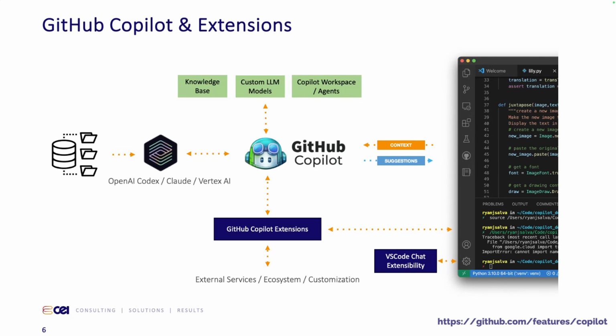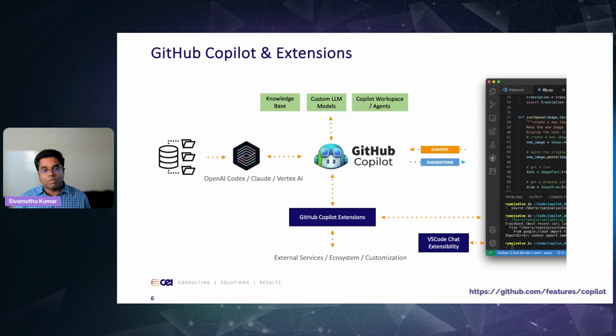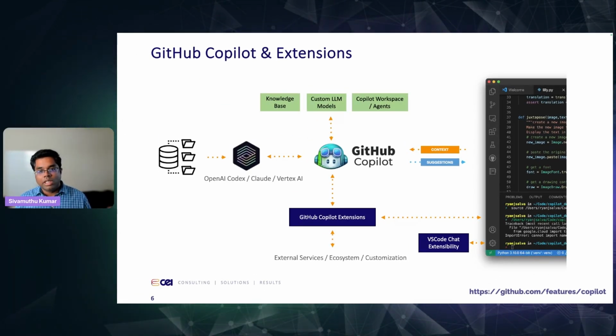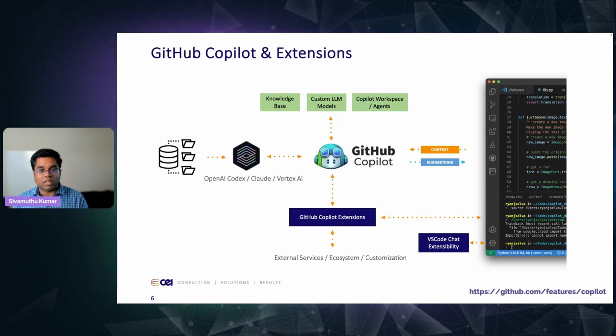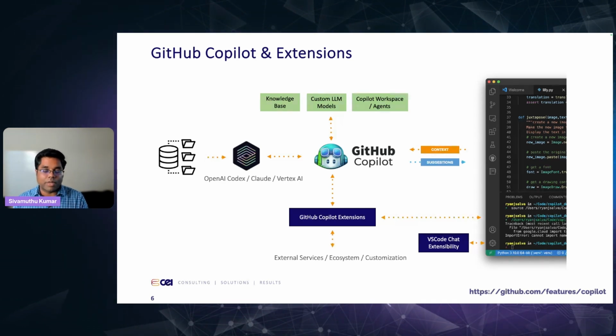This is pretty much how the Octopus Deploy extension works. Whenever you are invoking the Octopus Deploy Copilot app, it knows, okay, I have to query the status of the deployments, or I have to query the runbook logs of my deployment.